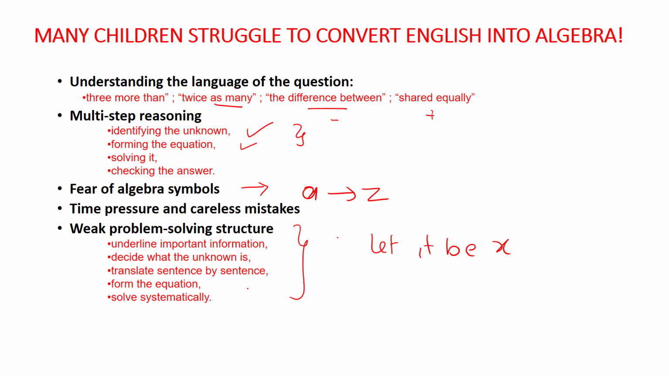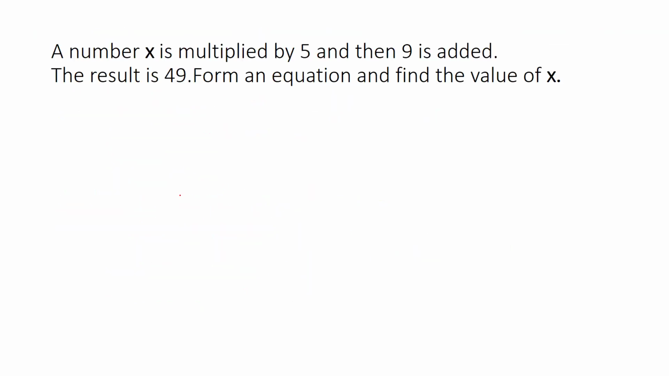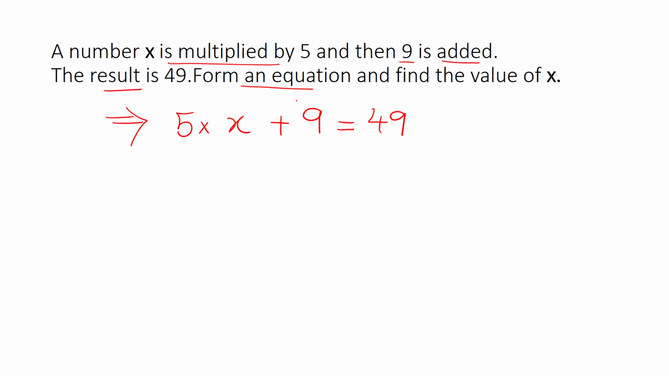So, enough of my explanation. Let's just try some questions. This is very simple. It's not using any real life example. It says that x is multiplied by 5, so we have 5 times x. And then 9 is added to it, so we are adding 9. And the result, which means it equals, is 49. Form an equation. We did that. Our equation is already created. And find the value of x. We need to find x.